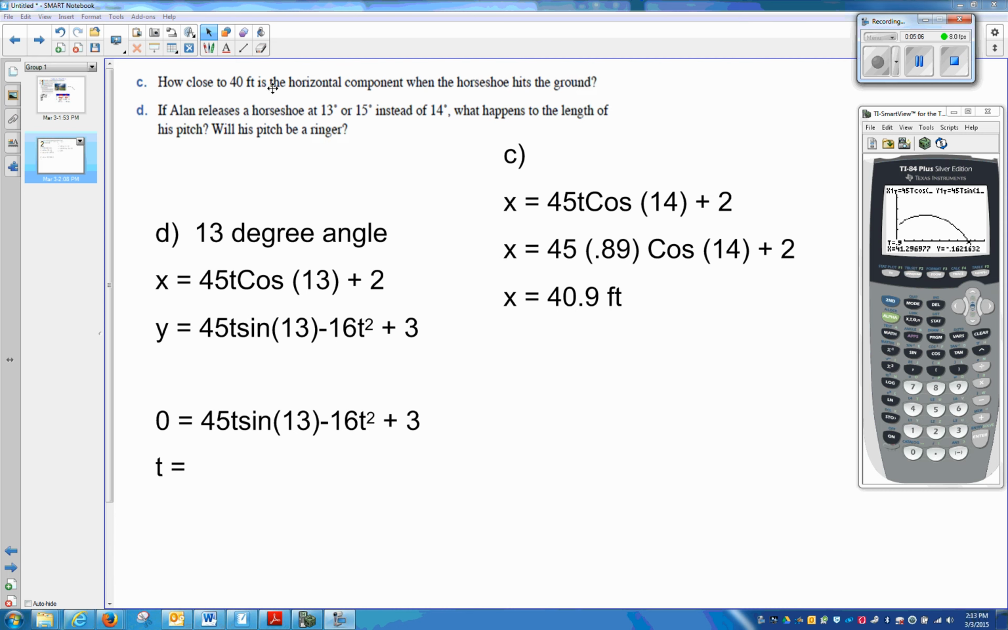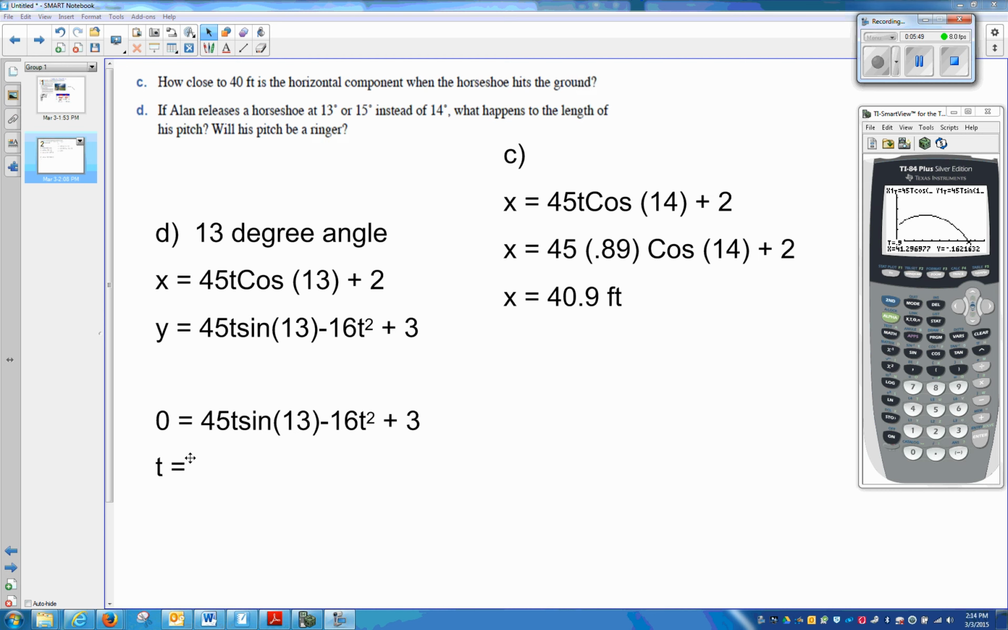So how close to the 40 feet is the horizontal component when the horseshoe hits the ground? Well, it is past the stake, which means if it was on line, there's a good chance it would be a ringer. Part D, Alan releases a horseshoe at 13 degrees instead of 14. What happens to the length of his pitch? Will his pitch be a ringer? If I take a 13-degree angle, I have 45t cosine 13 plus 2, and 45t sine of 13 minus 16t squared plus 3. I want to solve for this vertical component. When is the height now equal to 0?